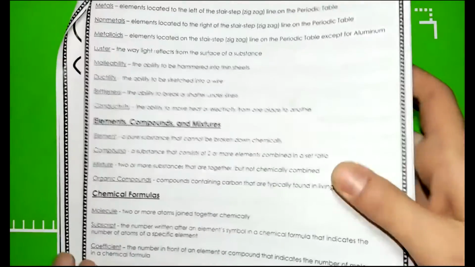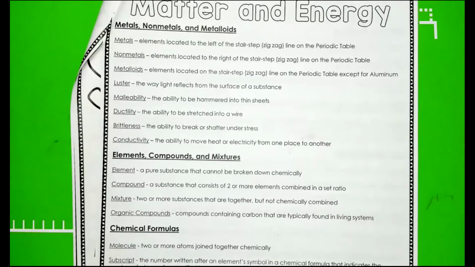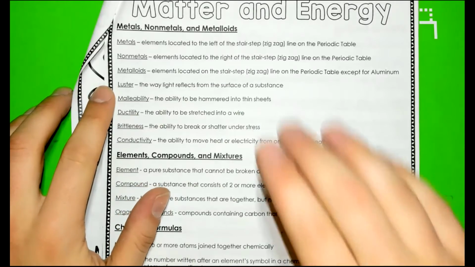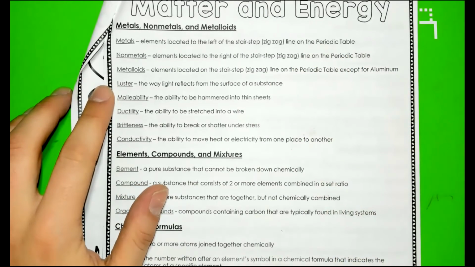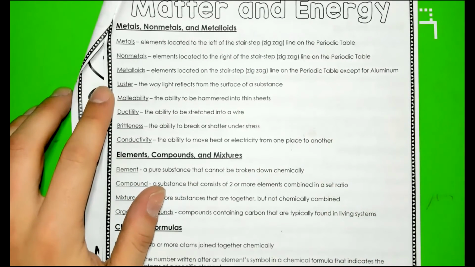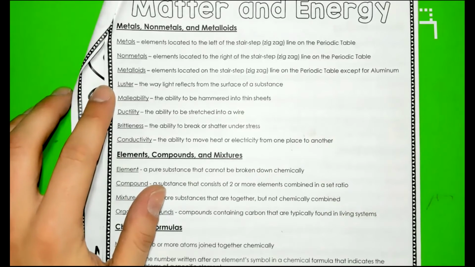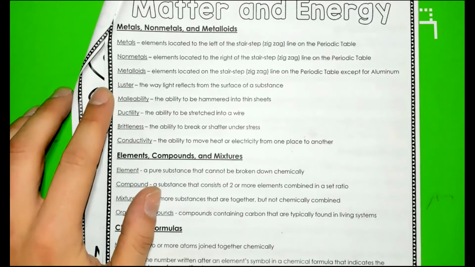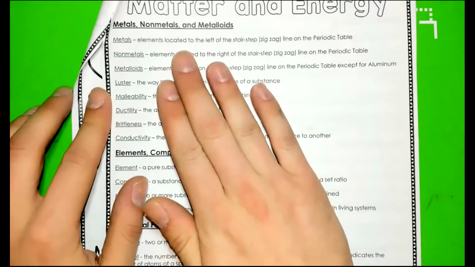Moving on to page 7, we need to know the difference between metals, nonmetals, and metalloids, all right? Now, we know the characteristics of metals, nonmetals, and metalloids, things like luster, being ductile, conductivity, whether or not you're an insulator, whether or not you have properties of both. But where these are located on the periodic table is very important.